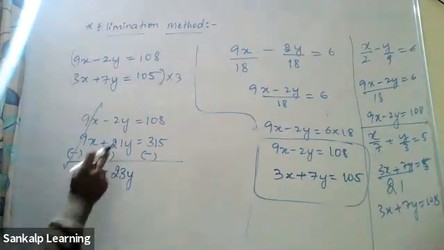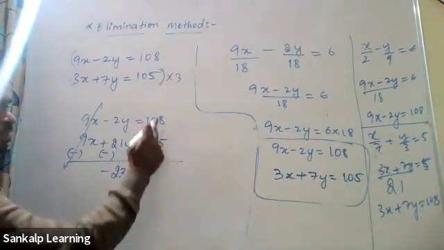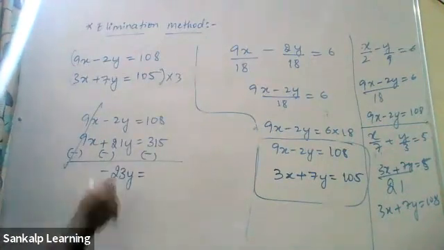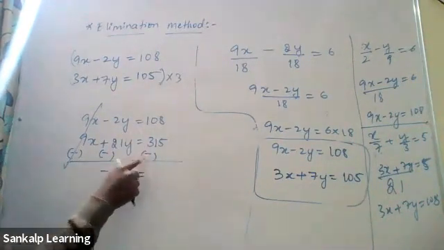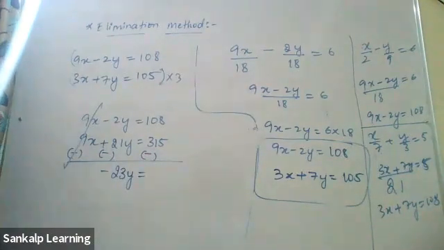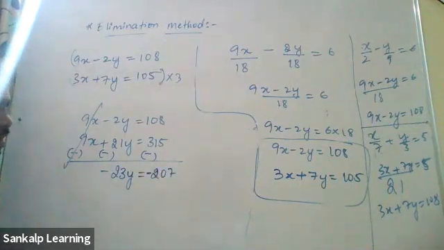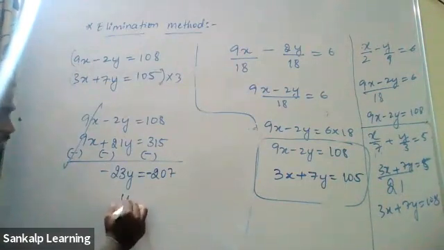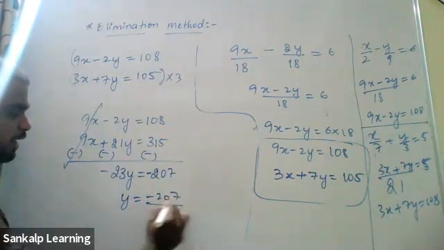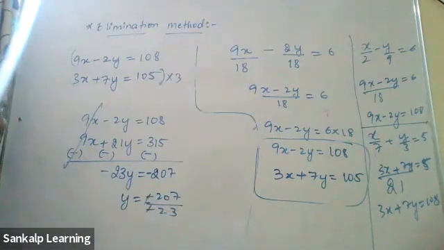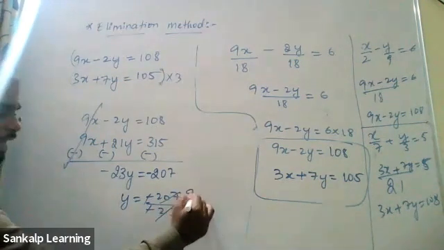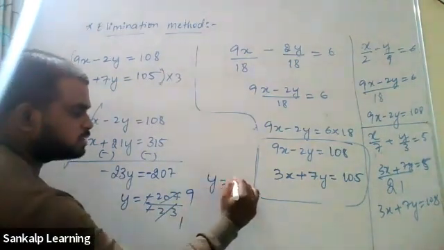Write the greater number's sign. 21 here, minus, so minus. 315 minus 108. This number is positive, this number is negative. Different signs, you have to subtract. So how much do you get? If I'm not wrong, it should be minus 207. Am I right? Yeah. Therefore, y is equal to minus 207 divided by minus 23. Minus minus cancel. It is in the 23 table. 23 nines are 207. Therefore, y value is 9.